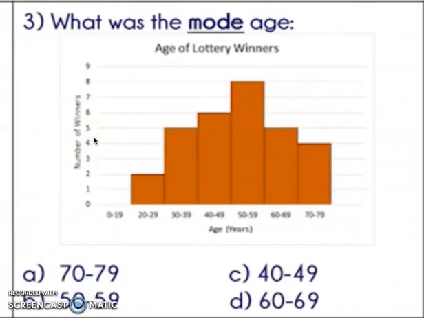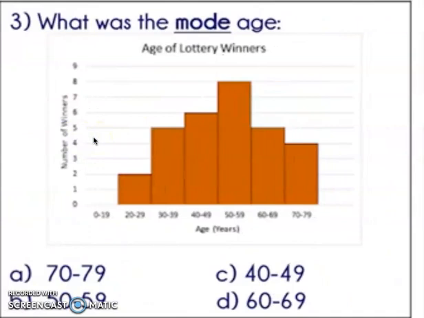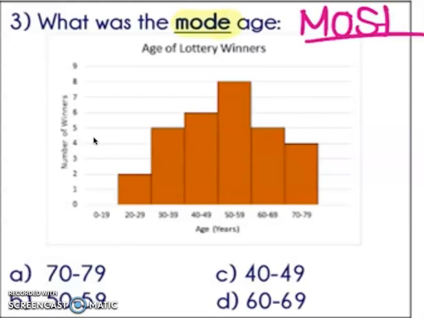All right, let's scooch on over. Let's take a look at number 3. Number 3 is a histogram, and it's asking us for the mode age. And we know that mode is asking us for the most, okay? So the one that appears the most on a histogram is going to be the interval or the range that has the tallest bar. So if we're looking at this one, we're looking at the tallest bar, which is right here, which gives us the interval 50 to 59. So our answer, the mode interval, the one that appears the most, is 50 to 59.